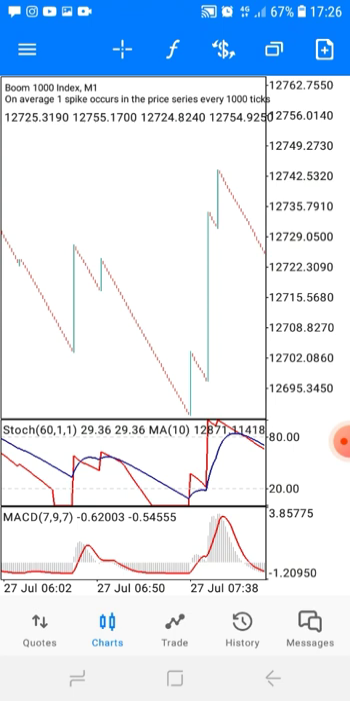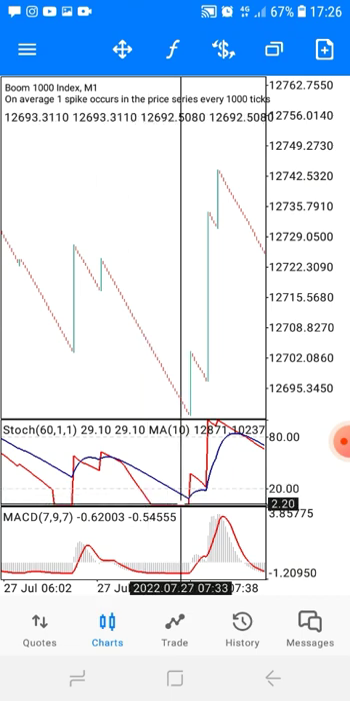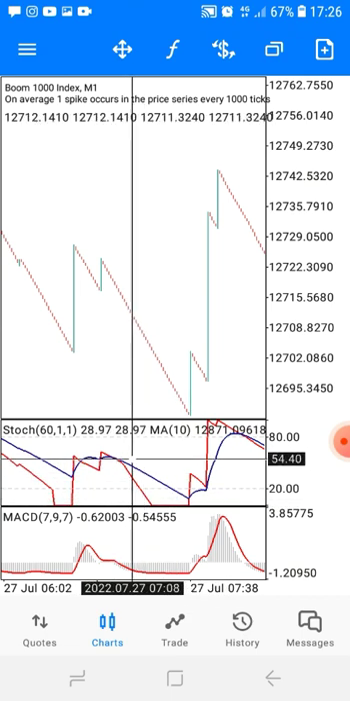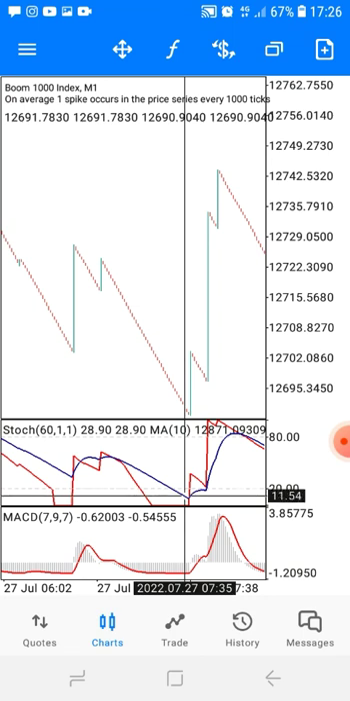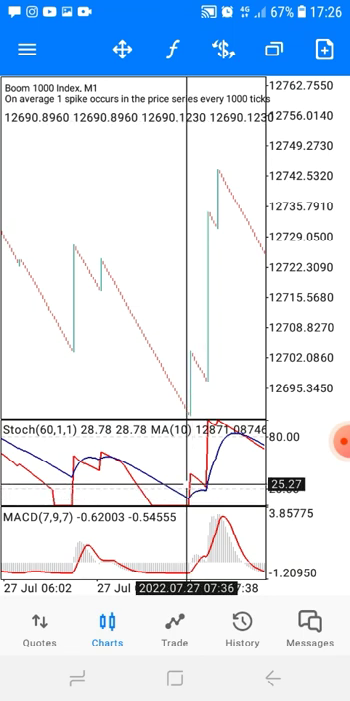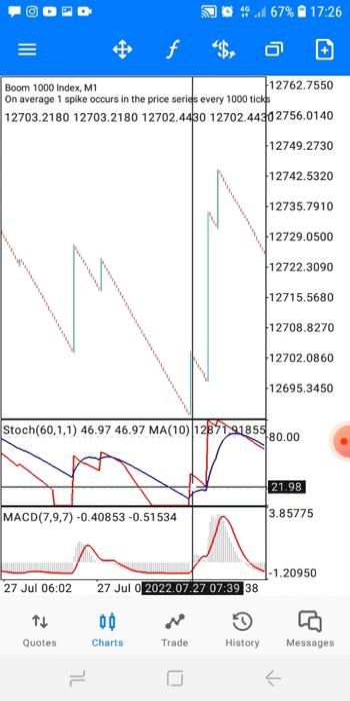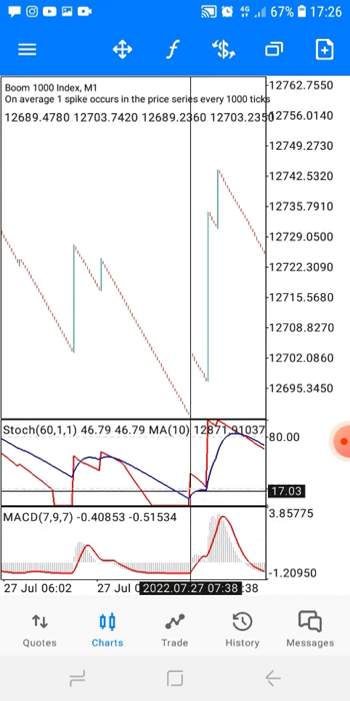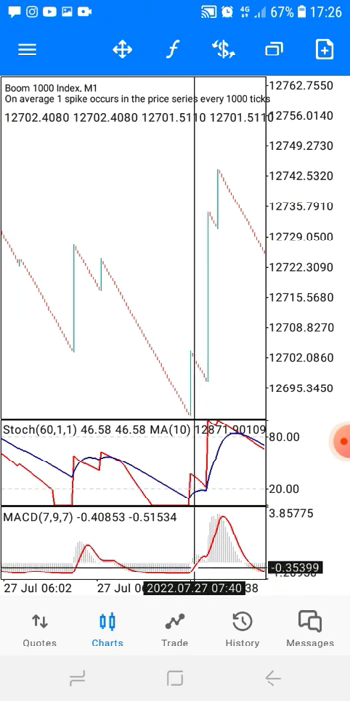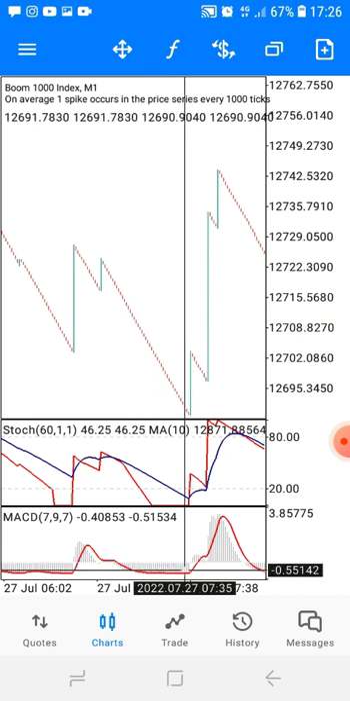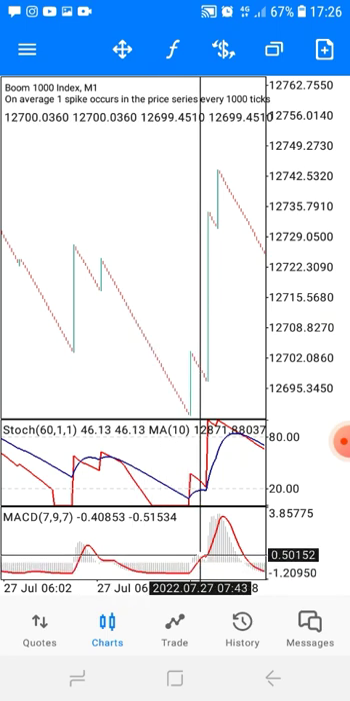The third step, make sure that the blue moving average and the stochastic oscillator just crossed each other on level 10 or level 20. Cool. And as they cross each other, make sure this MACD goes above level 0. Meaning, you see it is below the line right here. Make sure that this MACD is above.